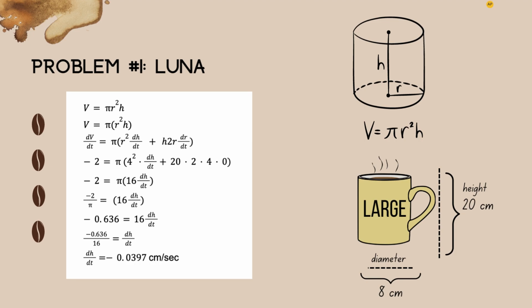We then continued to solve algebraically until we got our rate of negative 0.0397 centimeters per second for dh/dt, representing the rate at which the height of the coffee declined.